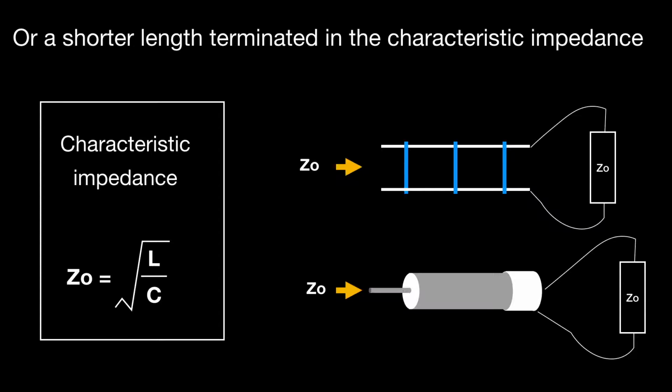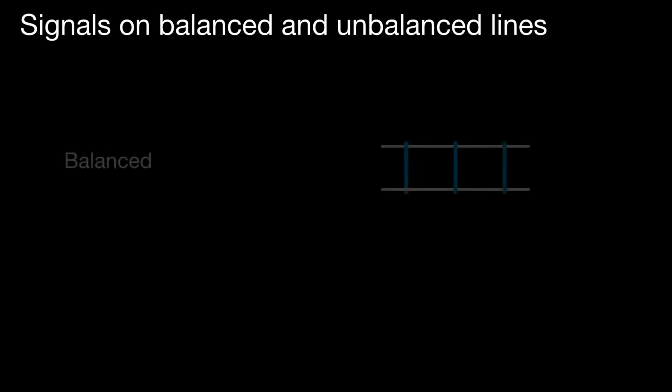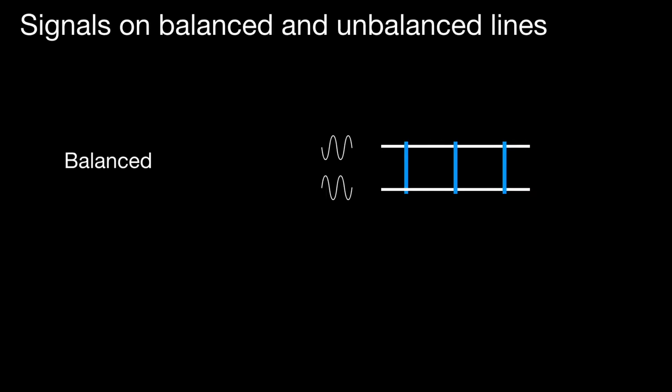Let's look at the signals on the feeder lines. The balanced feeder relies on the fact that on each conductor the signal applied is of equal magnitude and opposite direction at any instant in time. And that's shown there on the screen as two signals in antiphase, but of equal amplitude. The fields generated by these equal and opposite signals cancel out, which means that all of the energy is contained within the feeder itself.